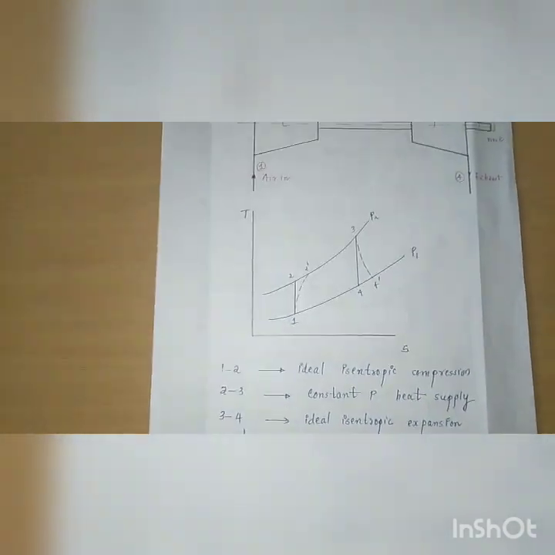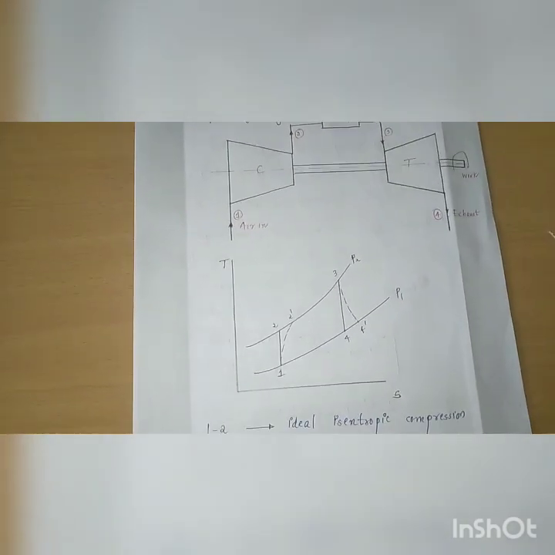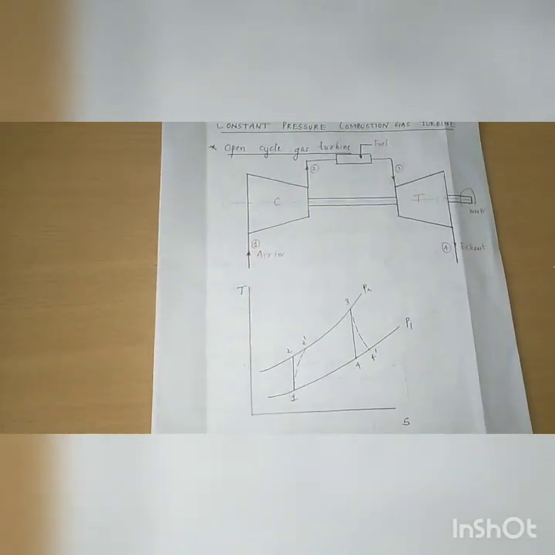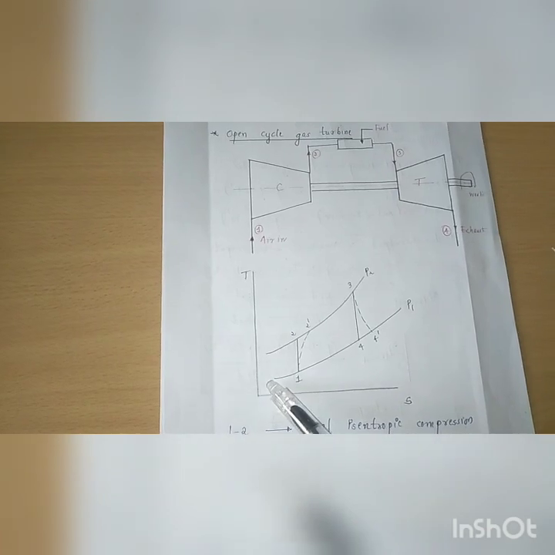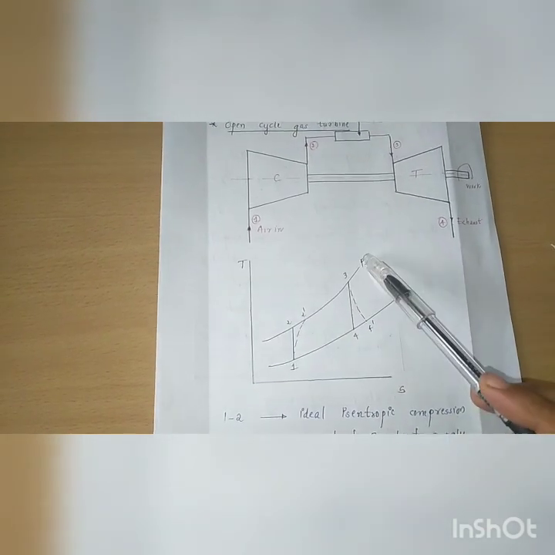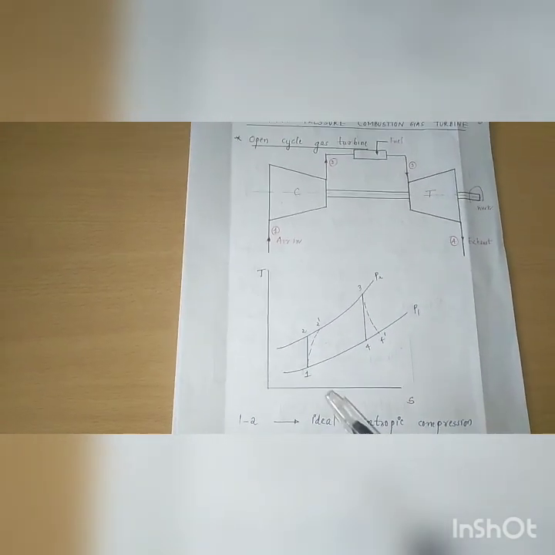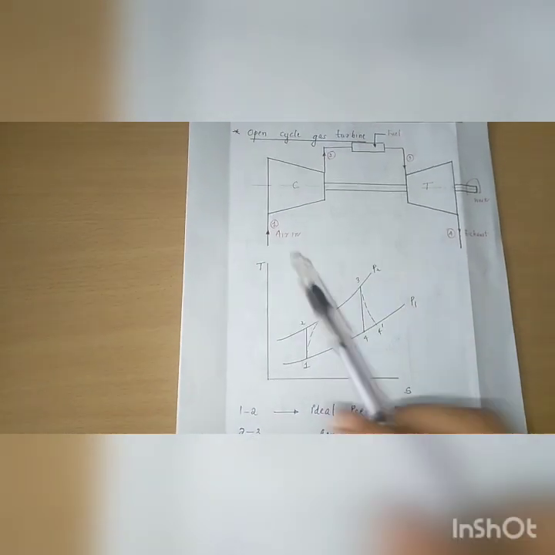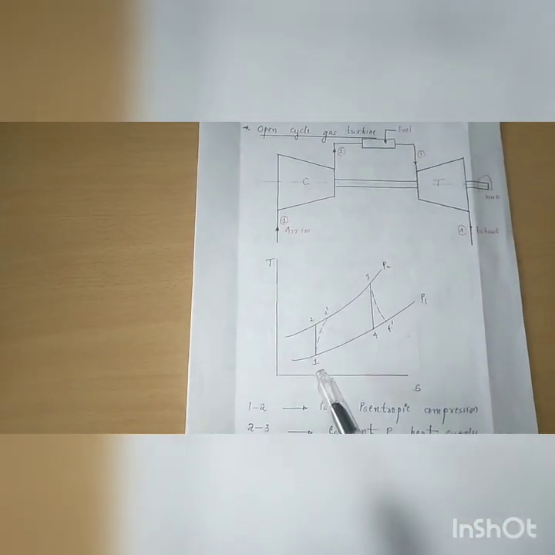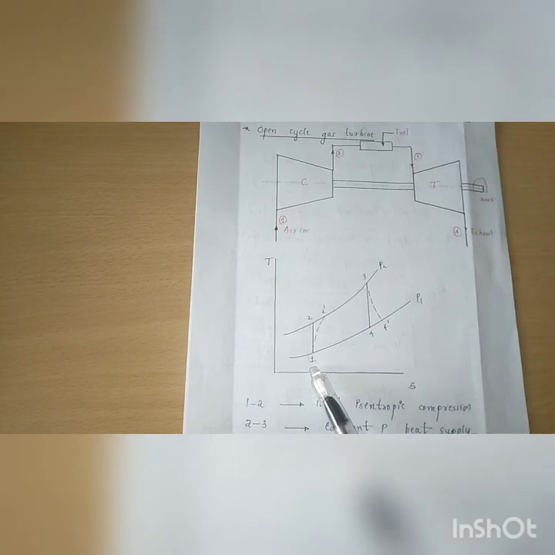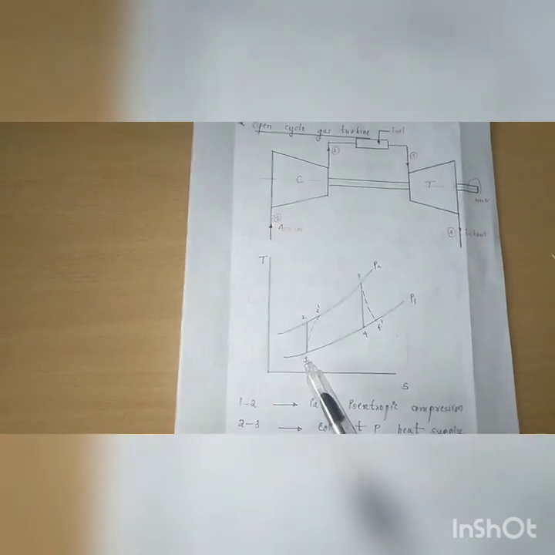Here it is a TS diagram. As the name implies, it is a constant pressure gas turbine. That is, two constant pressure lines are there. P1 and P2 are constant pressure lines. At P1, the air is entering at the P1 pressure.